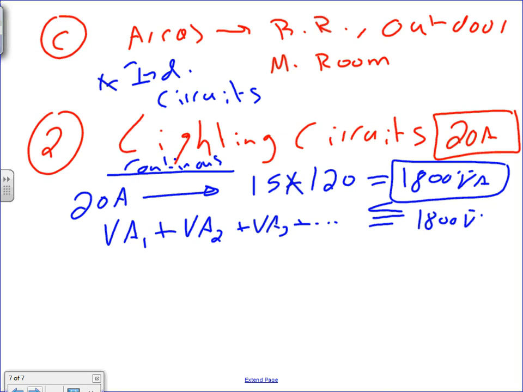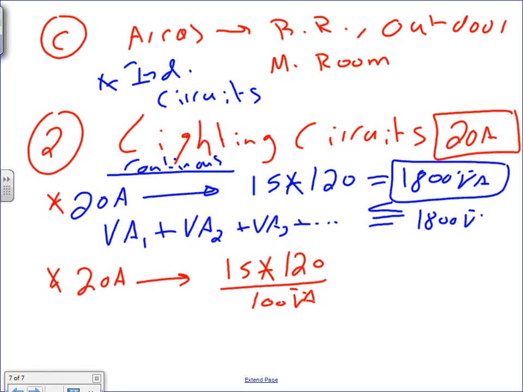In a typical commercial building, on average, my idea, CSK: 100 volt amp is the typical maximum you can do in all these 2x4s. Some of them might be 120, some 80, some 50. A good value to use, in my judgment, if you don't know what the fixture is, is 100 volt amp. So I take my 20 amp again and do my design based on 15 amp multiplied by 120, divided by 100 volt amp. All of them, on average, 100 volt amp.